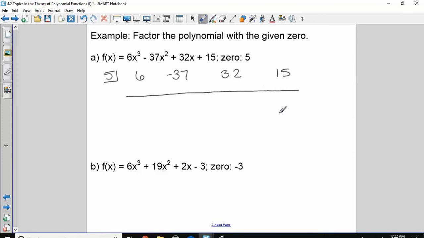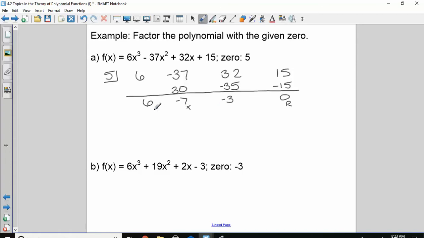What should I get for my remainder when I do this? 0. I already told you that. So if you don't, you've made a mistake. Go back and find it. Okay, so the first number comes all the way down. Multiply. 6 times 5 is 30. Add and we get negative 7. Multiply is negative 35. Add negative 3. Multiply negative 15 and add to 0. That's my remainder. This is my constant.